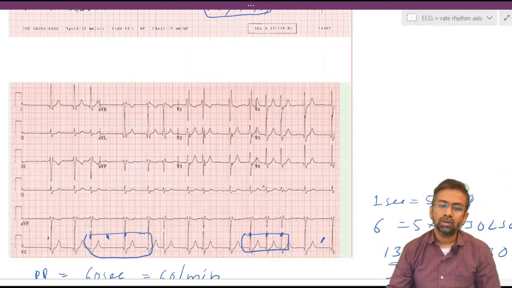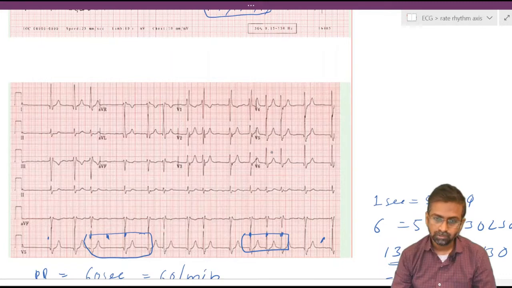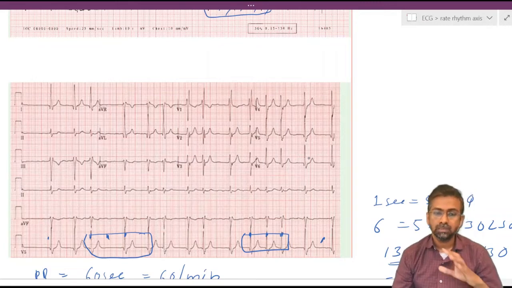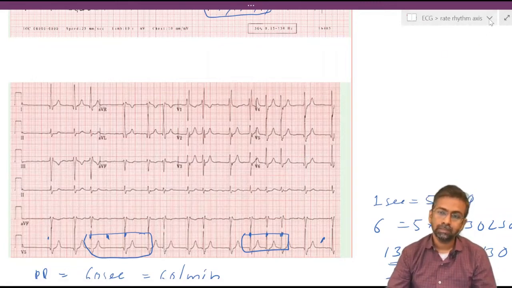Or just by looking at the ECG, you can count the number of large squares between the R waves. See here there are only 2 large squares, but here there are, looks like, more than 3 or 4 large squares. So it means the heart rate is irregular. This is how you can calculate whether the heart rate is regular or not.